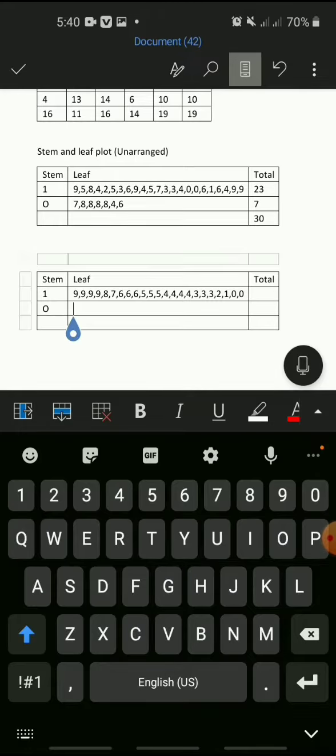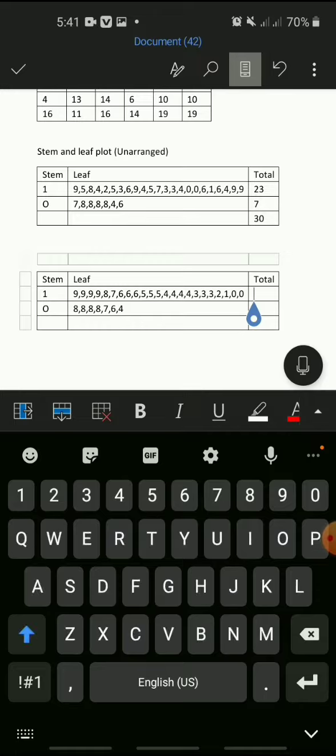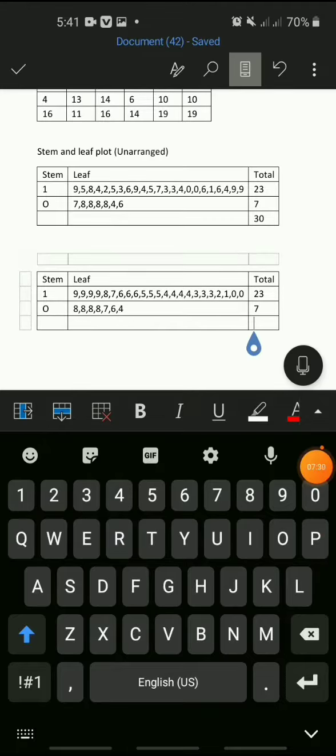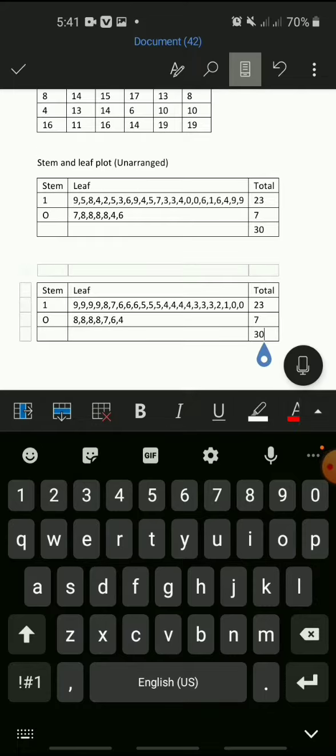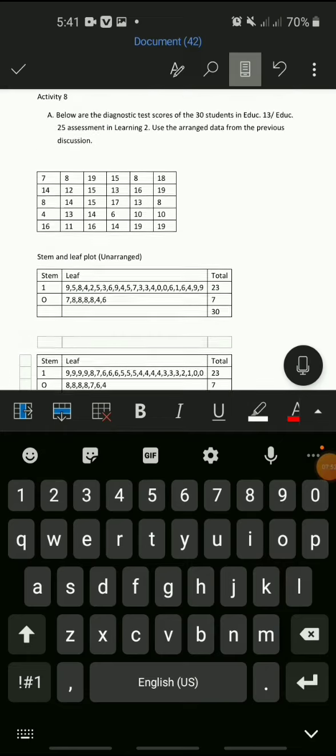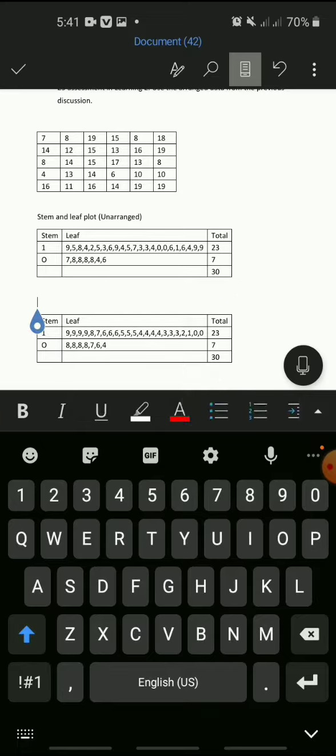Okay, so for stem 0, we got 8, 7, 6, and then the 4. So the total is the same, 23 and 7. And then 30 equals 30. So this is the way to arrange your data. I used the stem and leaf plot, the unarranged and then the arranged stem and leaf plot.